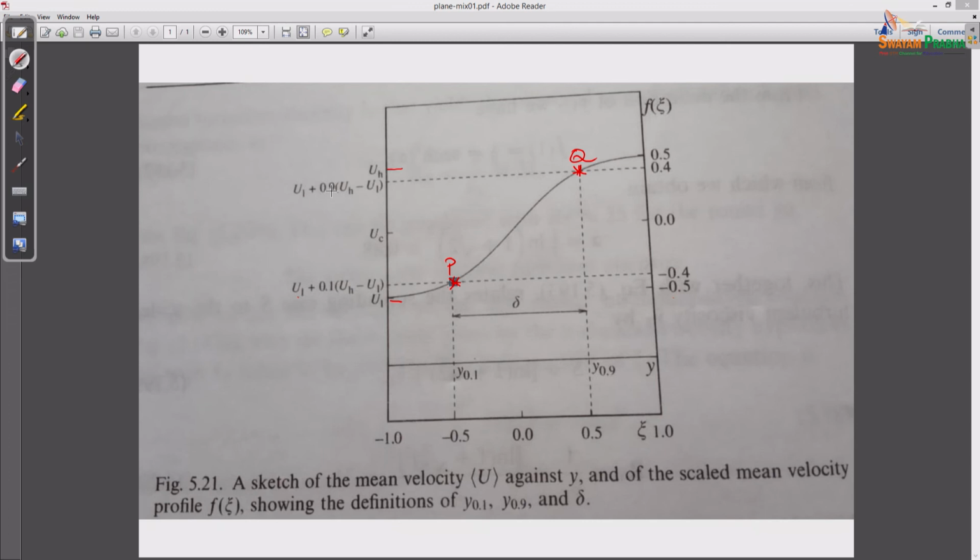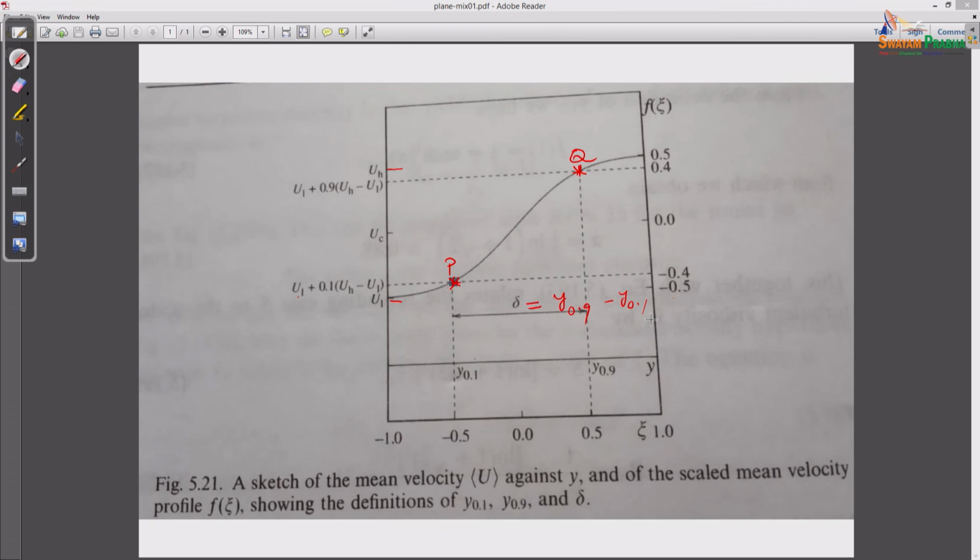So what is delta? The delta basically is y at 0.9 minus y at 0.1. Okay, so this delta is that, you can see that. Y 0.9 is this. Now what is this y?